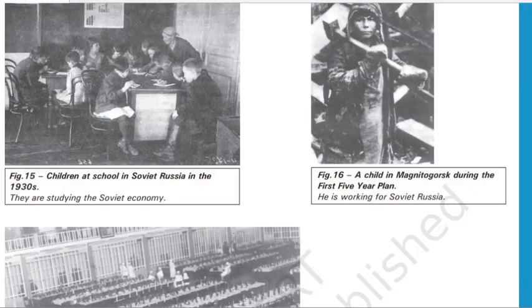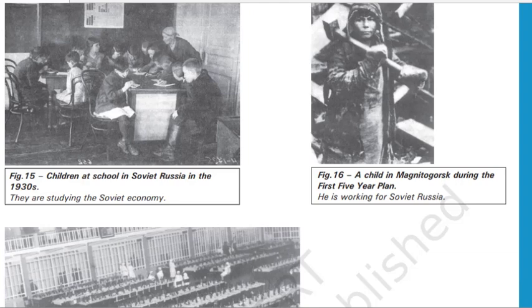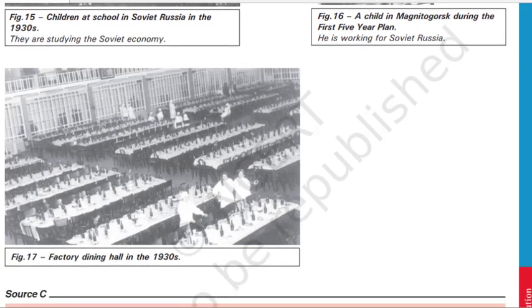Fig.14 Factories came to be seen as a symbol of socialism. This poster states, the smoke from the chimneys is the breathing of Soviet Russia. Fig.15 Children at school in Soviet Russia in the 1930s. They are studying the Soviet economy. Fig.16 A child in Magnitogorsk during the first five-year plan. He is working for Soviet Russia. Fig.17 Factory dining hall in the 1930s.